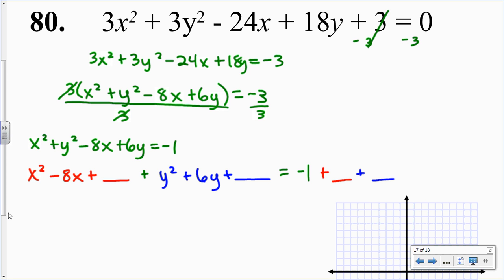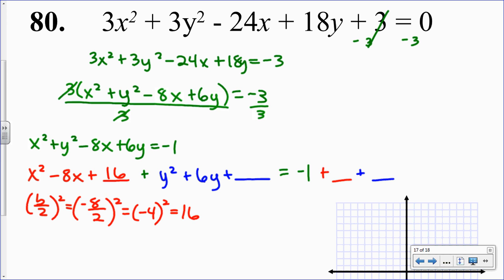So I'm just looking at what's in red here for a second. So I have to do b over 2 squared. So what's the b for x? Negative 8. So negative 8 over 2 squared, that's negative 4. And negative 4 squared is 16. So 16 is the number I need to complete the square on x. So I got to add that to the left and right.